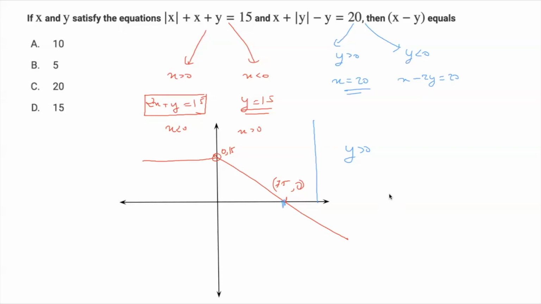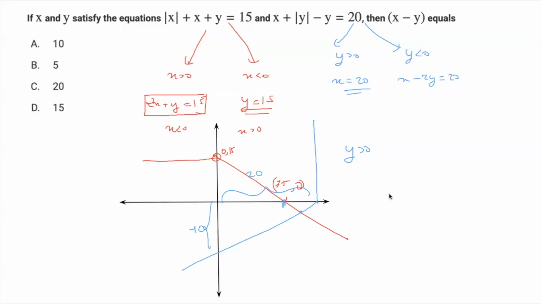Similarly, when y is less than 0, the equation is x minus 2y equals 20. In that, if you put x equals 0, y is minus 10, and y equal to 0, x is 20. It will be something like this. Again, we can write the intercepts, minus 10 and 20 here. Now, you can very clearly observe that the intersection of these two graphs happens in the fourth quadrant, right?